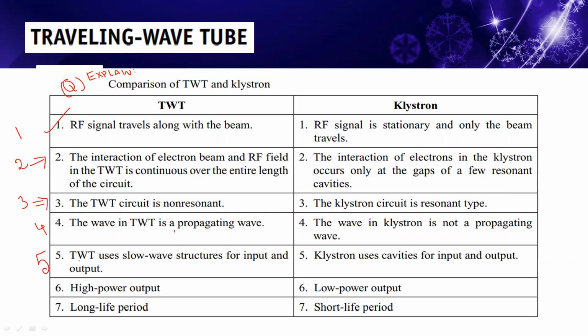Point number 5: the traveling wave tube uses slow wave structures for input and output. Our unit is already focusing on slow wave structures. The klystron is one type of the klystron family. Klystron devices use cavities for both input and output. Clear?